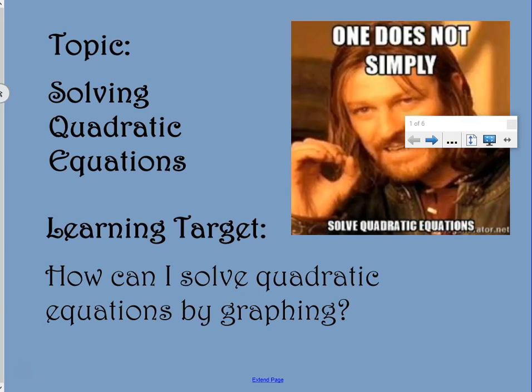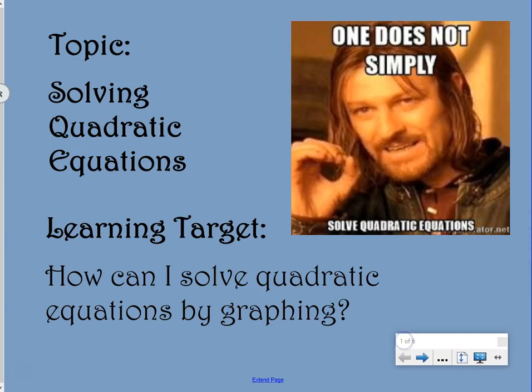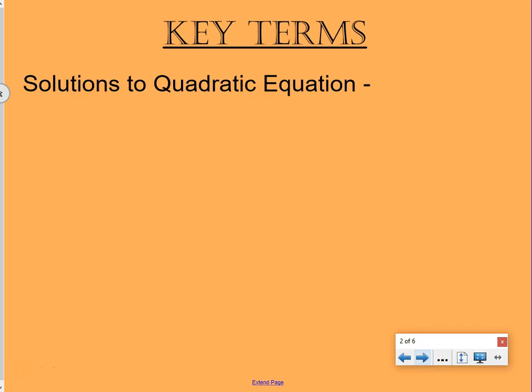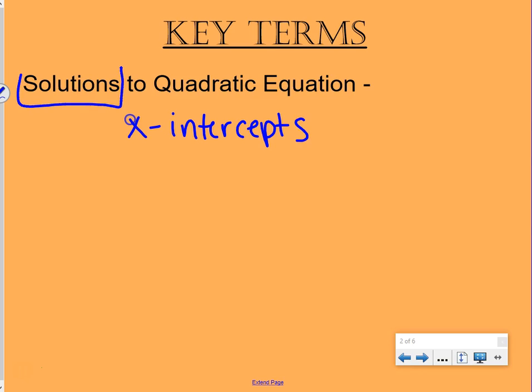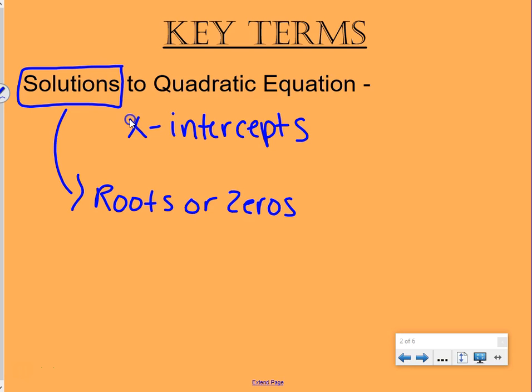Today our topic is solving quadratic equations. So our learning target: how can I solve quadratic equations by graphing? Key terms: solutions to a quadratic equation. When we're graphing them, they're going to be our x-intercepts. Another name for solutions, they can be called roots or zeros as well. So they all mean the same thing, just different words to refer to them by.